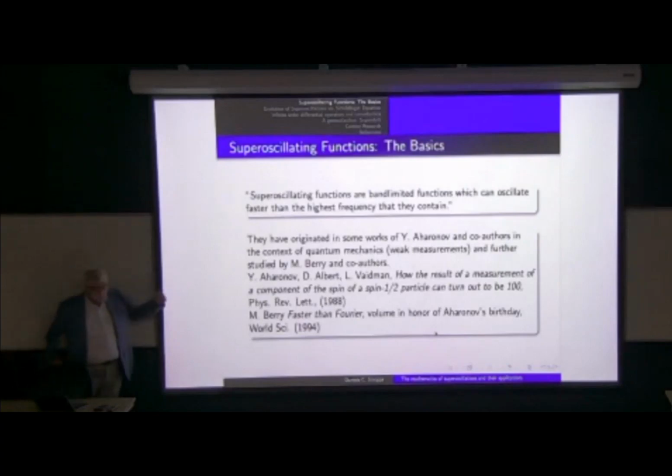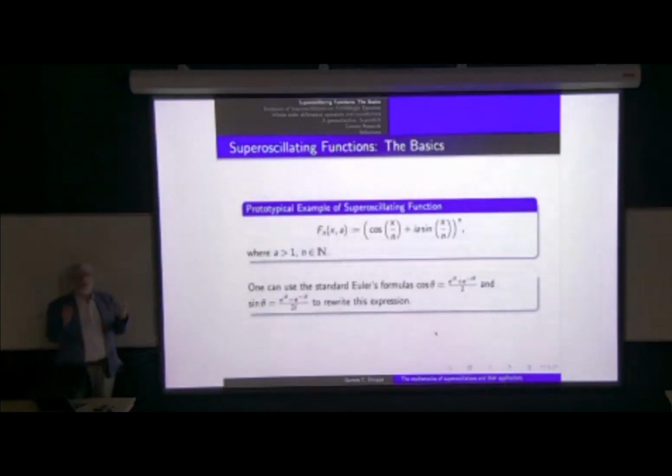Okay, so these are kind of the origins of this, but let me tell you what we consider the prototypical function. I call it prototypical because if you read any paper, and there are hundreds of papers on super oscillation, they all start with this function. This function is going to be on page 1 of every paper one reads.